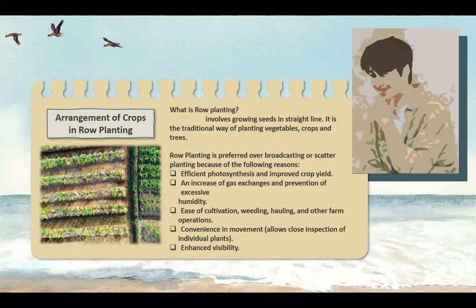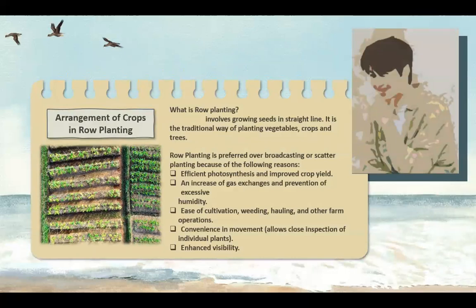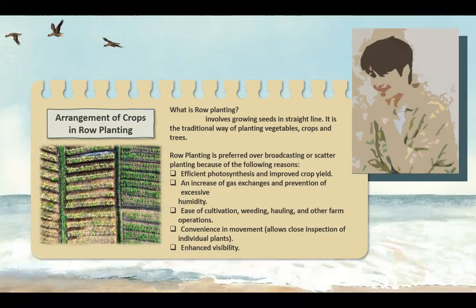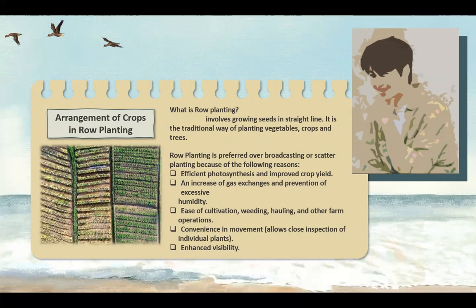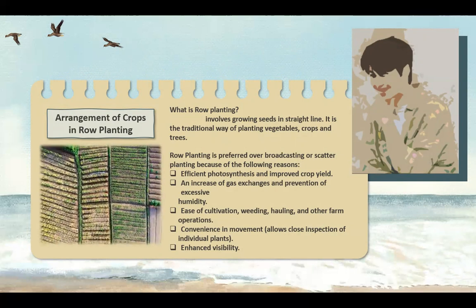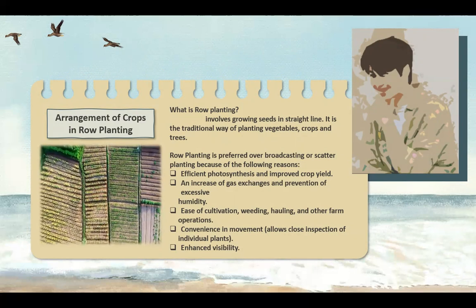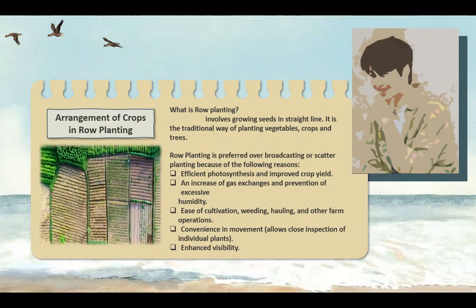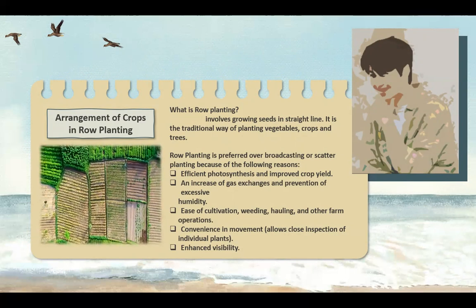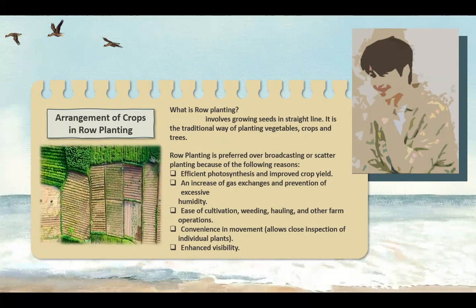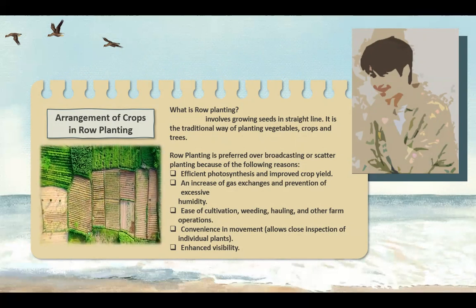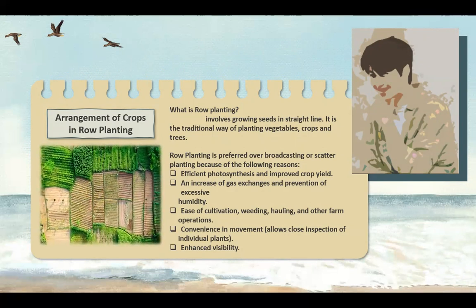Arrangement of crops in row planting. So what is row planting? It involves growing seeds in a straight line. It is the traditional way of planting vegetables, crops, and trees. In a farm layout, planning the crops to plant is a must to help make farming more efficient. A common method of planting is row planting, wherein crops are planted in either single or multiple rows, whether in monocropping or multiple cropping.